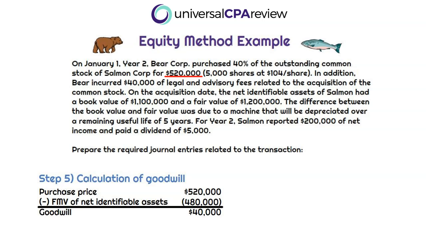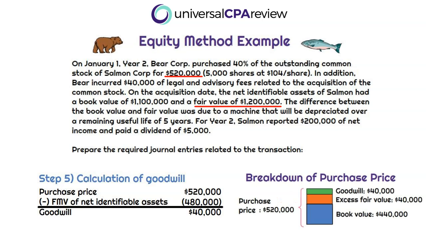So the purchase price was $520,000. Our share of the fair market value of net identifiable assets, which we calculated in step 4, was $480,000. So that means goodwill related to this equity investment is $40,000. But as you recall, there is no journal entry. This is just going to be tracked separately by the company. So no journal entry will be recorded.